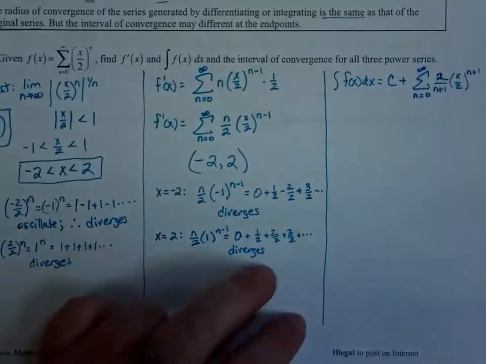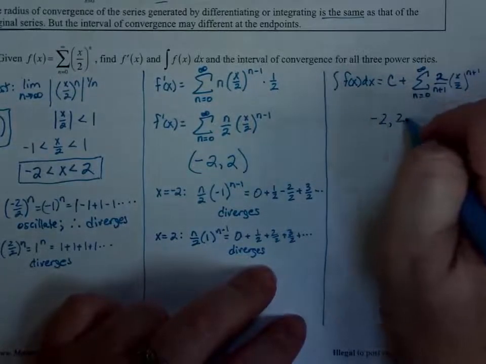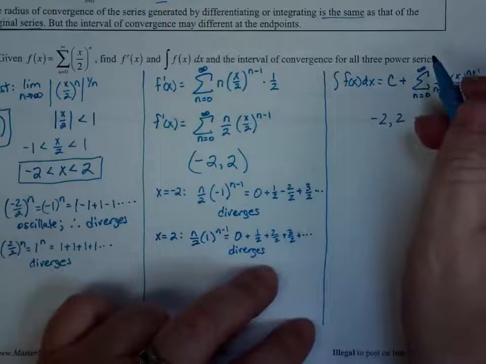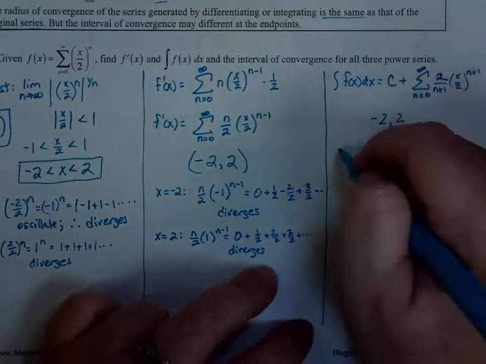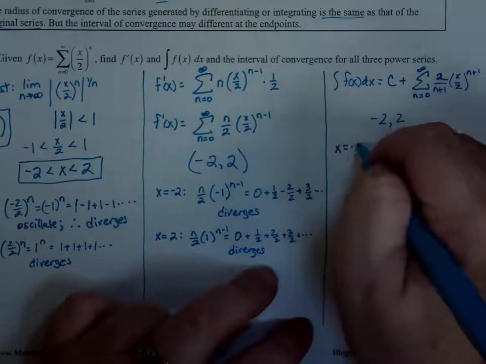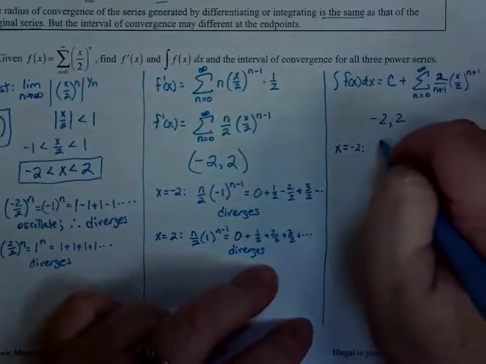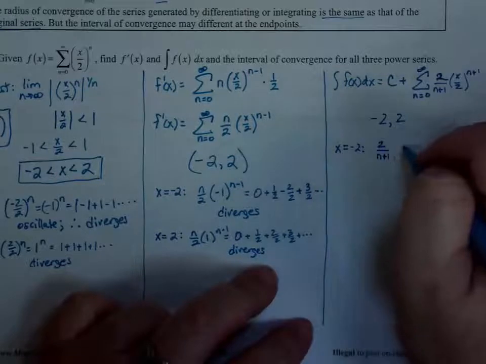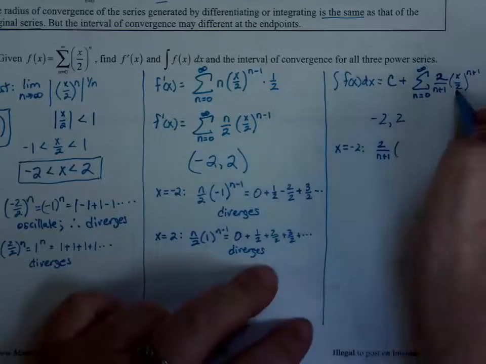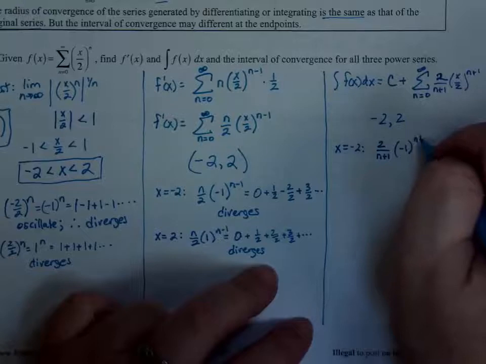All right, now we're ready to do -2 to 2 again. This time one of them is going to converge, maybe both. I'm telling you right now. X equals -2. That's going in for x. So we're going to have 2 over n plus 1, and then -2 over 2 is -1 to the n plus 1.